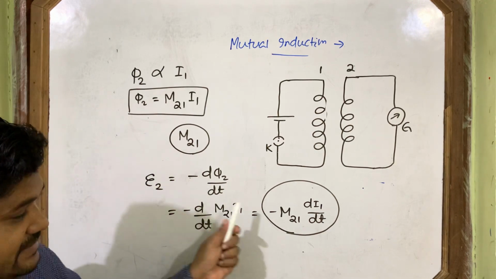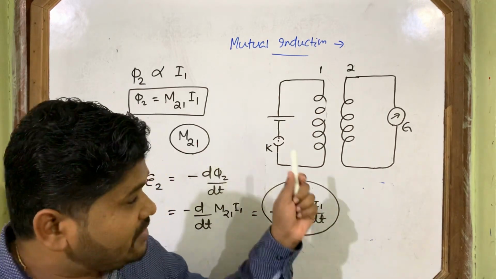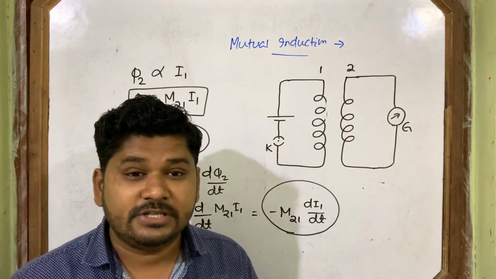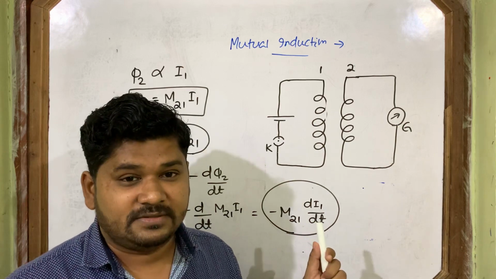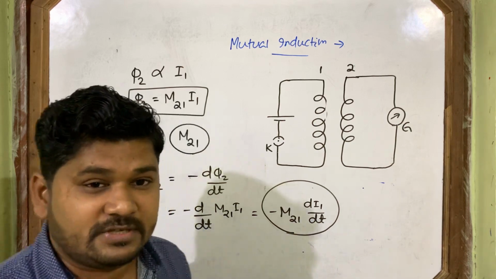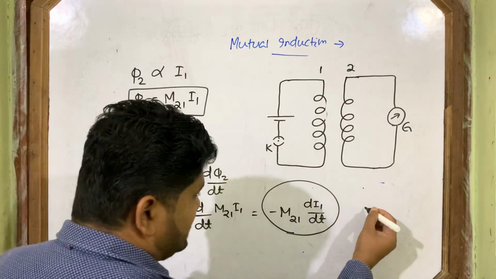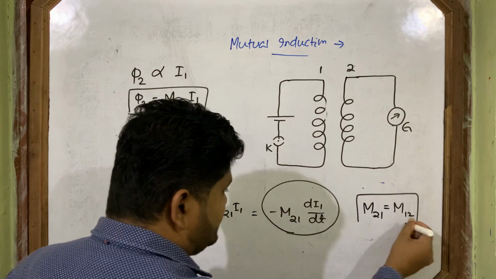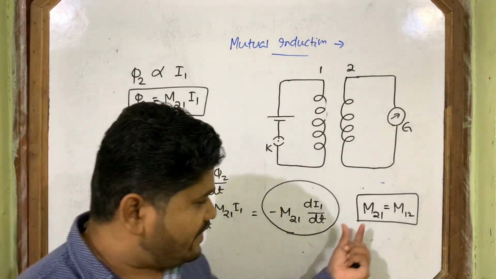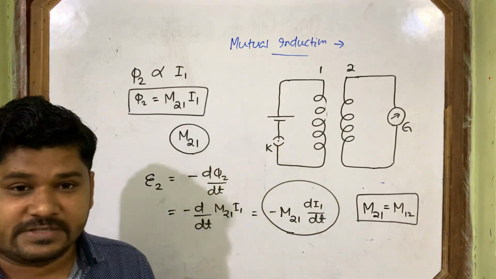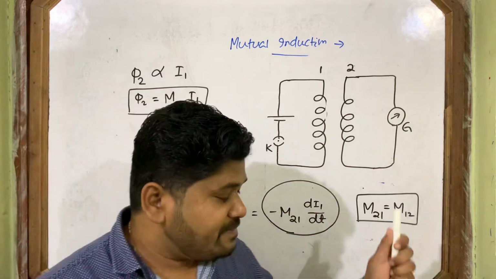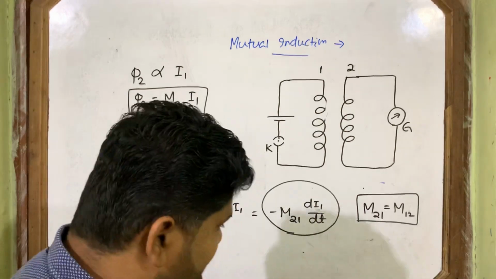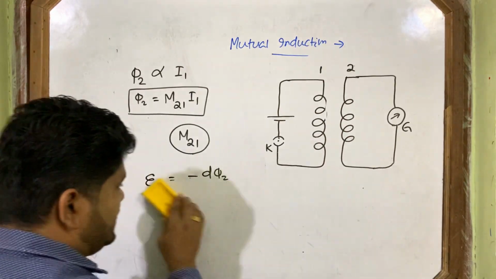And similarly, if current changes in the second coil, then EMF is also induced in the first coil. Both are reciprocal to each other. So M21 is equal to M12. We will also see this while finding the M12 and M21 expressions for different systems. They reciprocate each other. So this is the mutual induction.